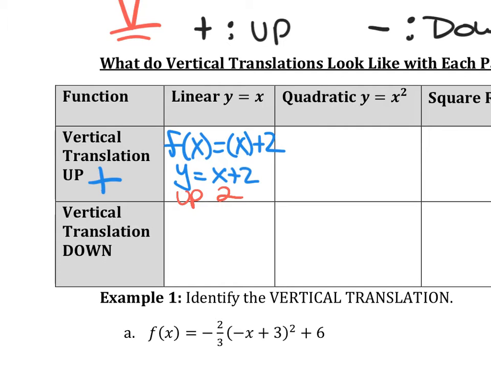For quadratic, to vertically translate a quadratic up, again, the addition would just happen outside, so it's not going to be in that squared with the x. So I'll have y equals x squared plus 2, or sometimes the parentheses won't be there, but since that plus 2 is not happening inside that squared, it would be considered on the outside, so we would go up 2 for here as well.